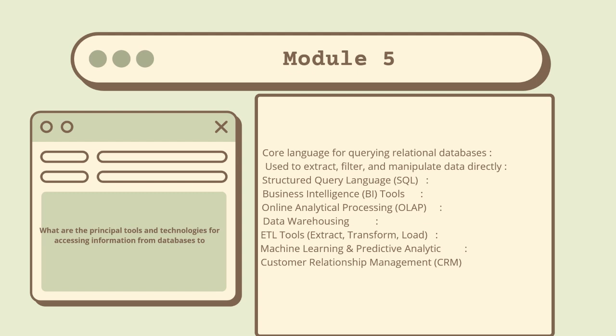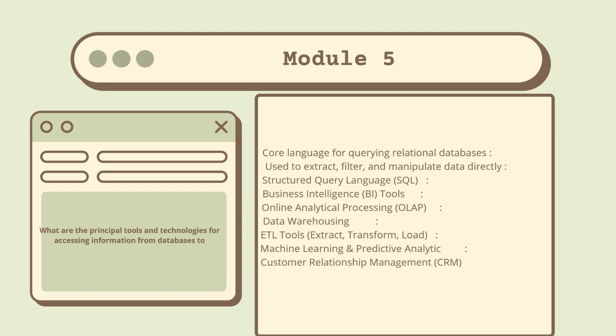First, structured query language (SQL), the core language for querying relational databases, used to extract, filter, and manipulate data directly. Second is business intelligence (BI) tools, which provide dashboard visualization and reports. An example is Power BI from Microsoft. Third is online analytical processing (OLAP), which supports complex queries like trend analysis and forecasting, often used in data cubes.